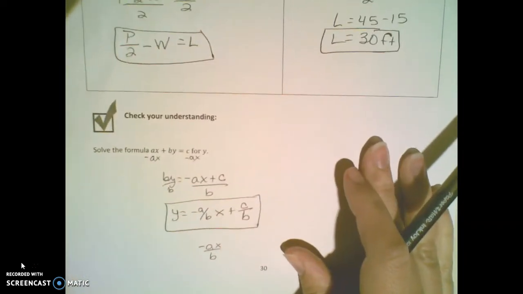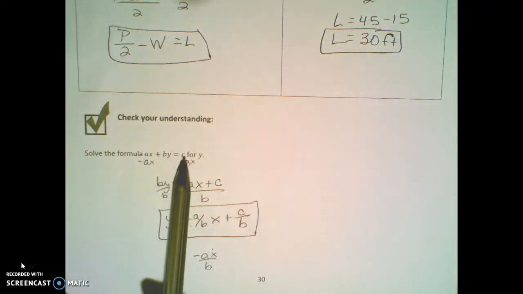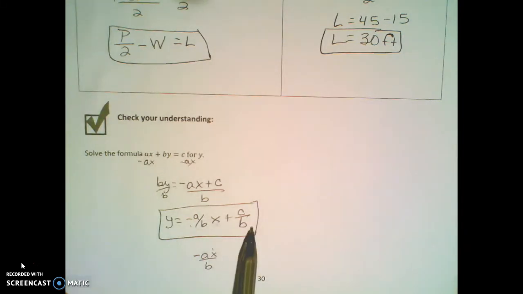Whoops, hang on. You can't see that. You could also write it like this with the x on top. I like it like this though, because this is standard form and this is slope-intercept form. So it's just nicer when I'm thinking about linear relationships. But this would be okay too.